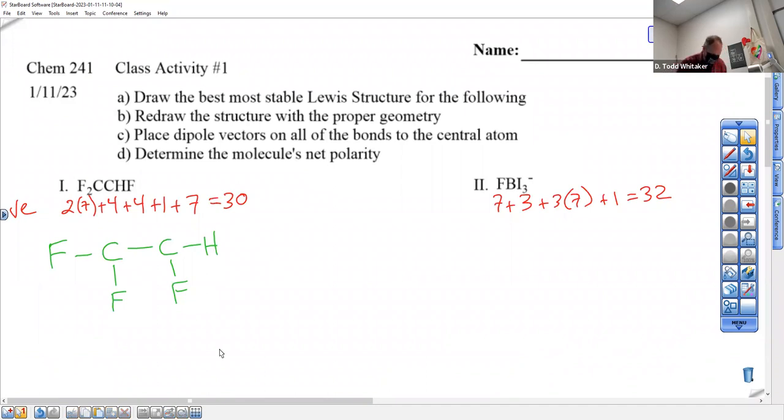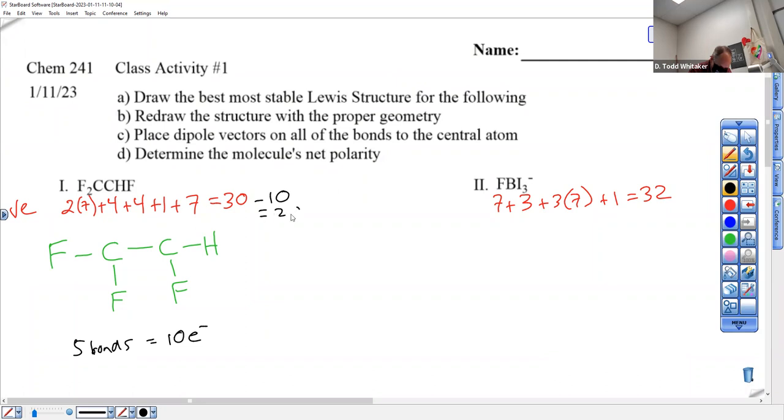And right now, how many electrons have you accounted for? How many bonds do you have? One, two, three, four, five bonds. How many electrons is that? 5 bonds equals 10 electrons. So now you have to come up with 20. What am I doing here? Lone pairs.